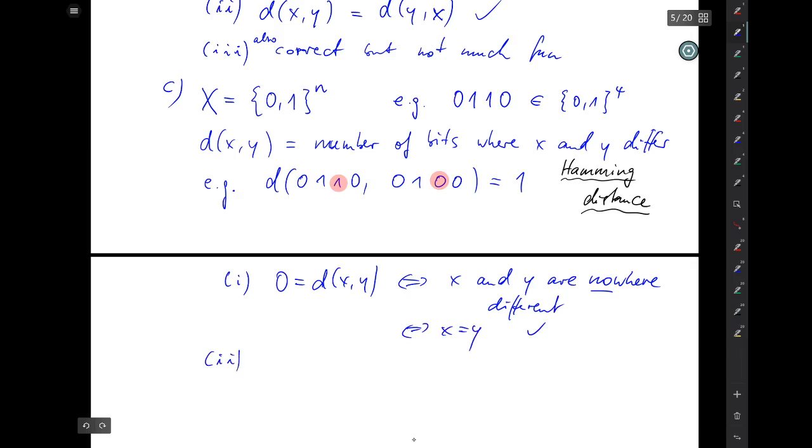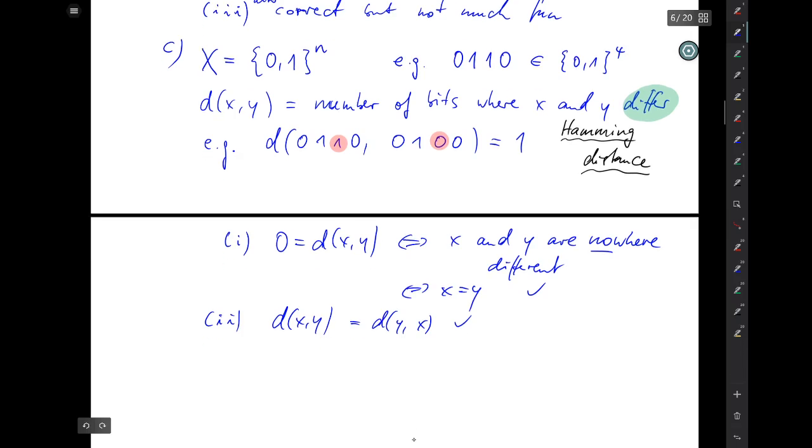Number 2, comparing x and y and comparing y and x obviously leads to the same result because the word differ is symmetric, right? For the word differ, it doesn't matter whether you compare x to y or y to x. It gives you the same answer. So also that is easy.